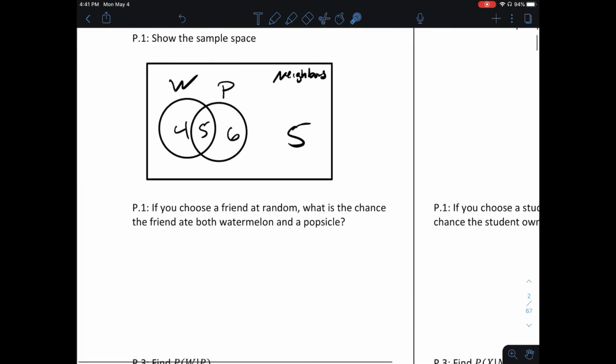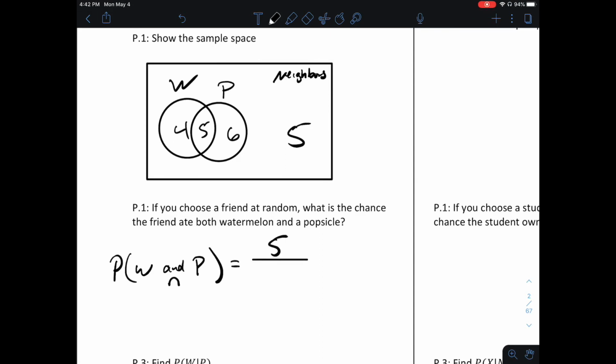A follow-up question. If you choose a friend at random, what's the chance that the friend ate both watermelon and a popsicle? So the probability that they had a watermelon and a popsicle, and once again, and is a symbol that looks like this, that stands for intersection, not a sad face. You take the total people that had both, which is 5, divided by all the people in this set, which is 20. If you want to reduce it, you can, but you don't have to. It's 25%, 1/4.